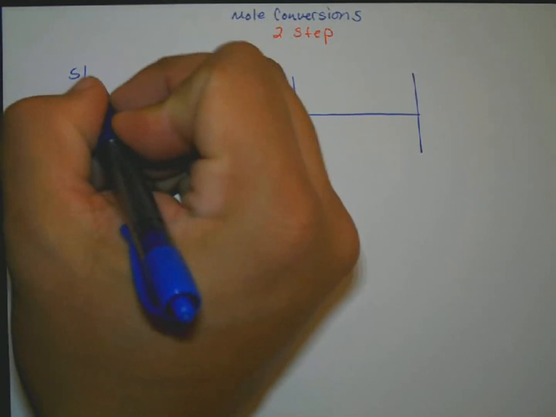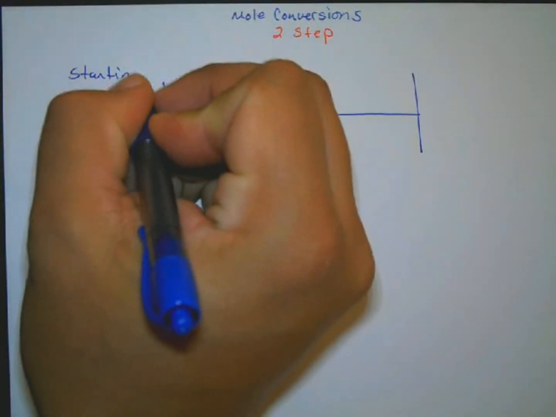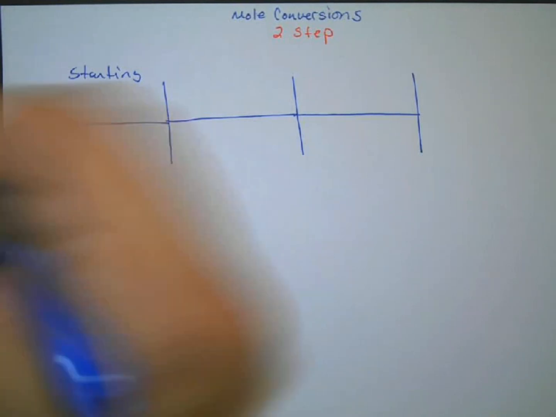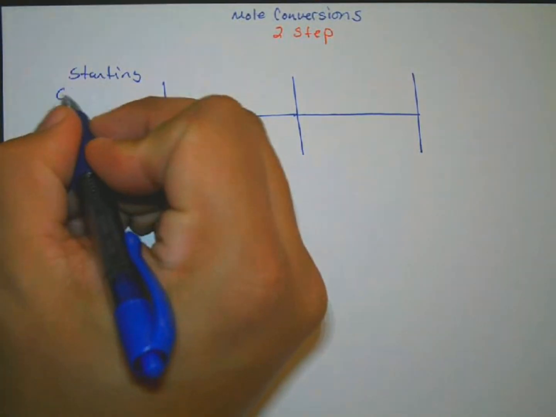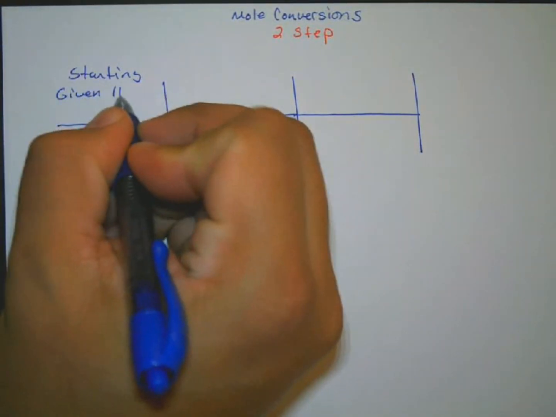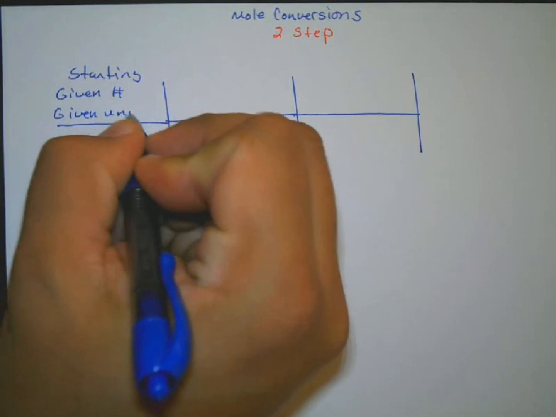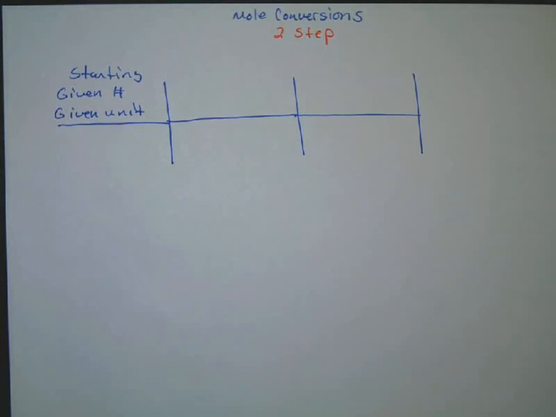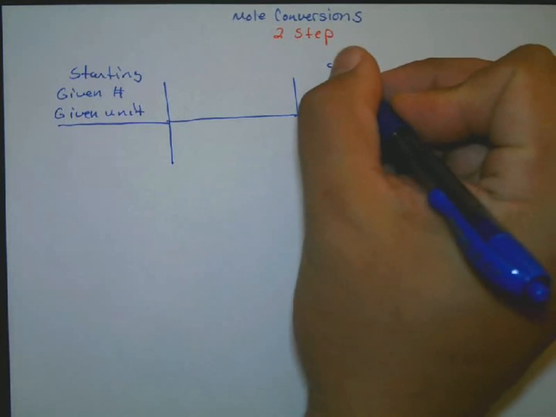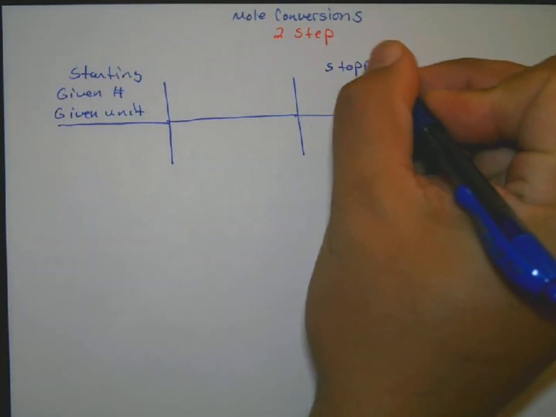This is your starting point, okay? This is the given number and the given unit. Really simple. They give it to you in the question. They're going to give you some number with some unit. And then it's time to fill out the chart. Over here is going to be your stopping point.